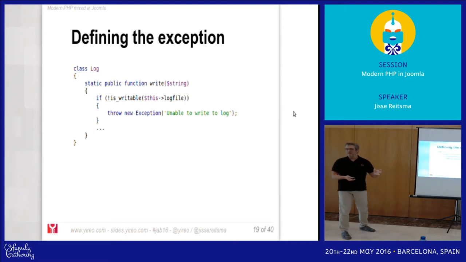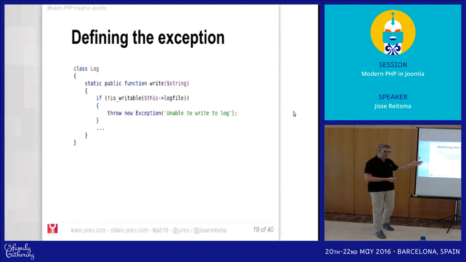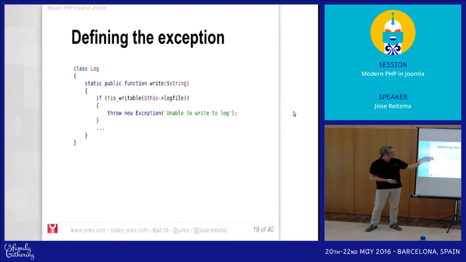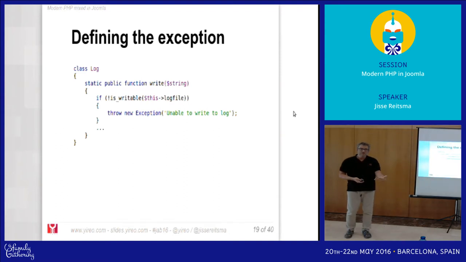Well, I had a logging example. So this is actually showing it in real life as well. I have this logger class, it has a static write function. It's trying to write somewhere, but if it fails, if the log file itself is not available or not writable, or the file system is full, then I'm going to generate an exception. And that means that whoever is going to use this class is going to be forced to deal with it.